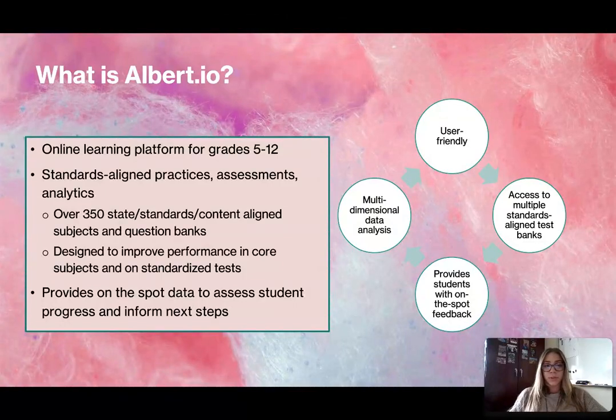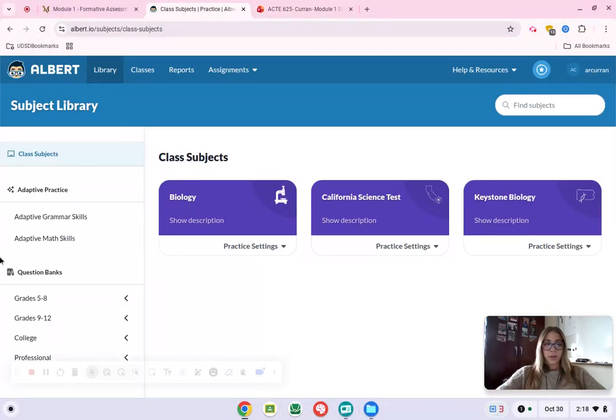Okay, I decided to analyze Albert.io, which is an online learning platform for grades 5 through 12. It takes standards aligned practices and assessments and creates immediate feedback for students and data for the teacher along the way. So I'm just going to give a little tour. So this is what it looks like.